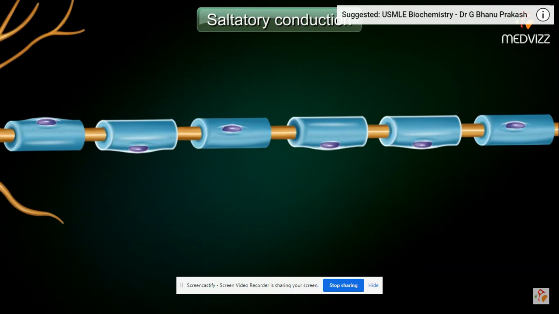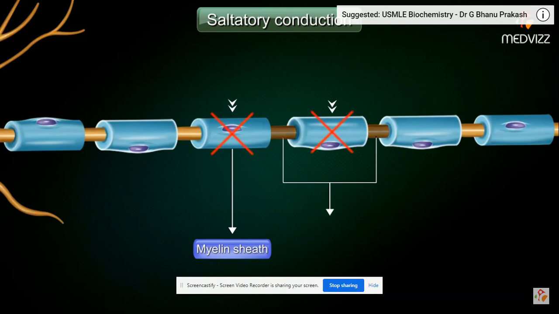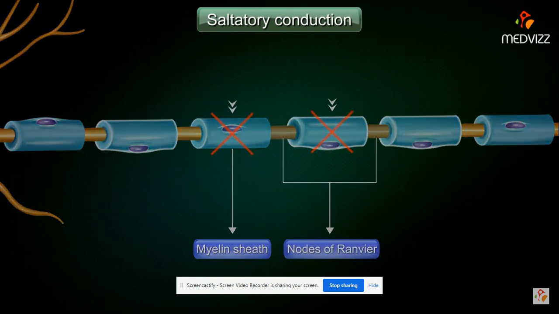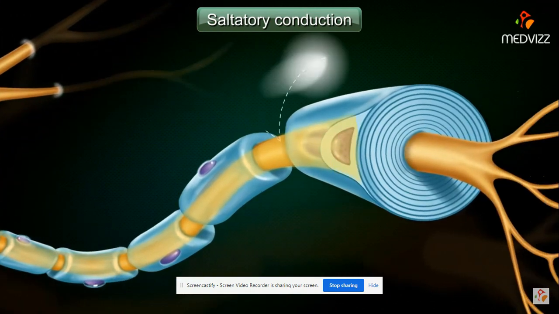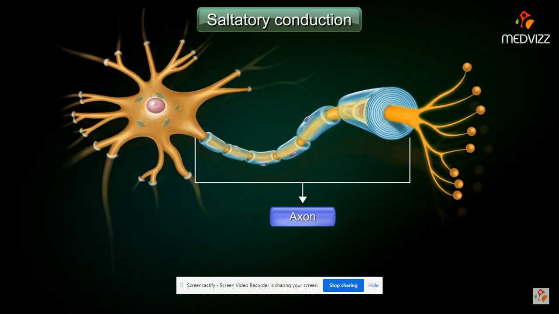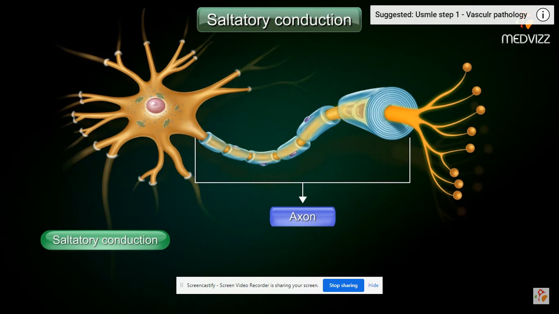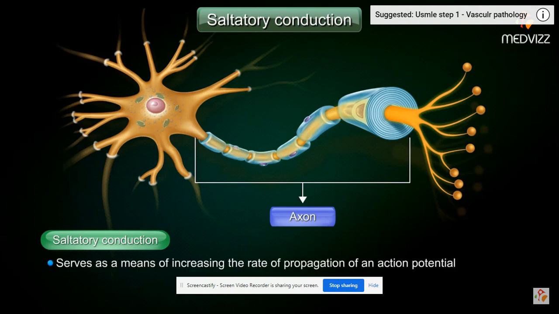As depolarization cannot occur at the cells making up the myelin sheath, the wave of depolarization can only occur at the nodes of Ranvier. Thus, action potentials appear to jump from node to node when traveling down an axon, and this phenomenon is known as saltatory conduction. And it serves as a means of increasing the rate of propagation of an action potential.